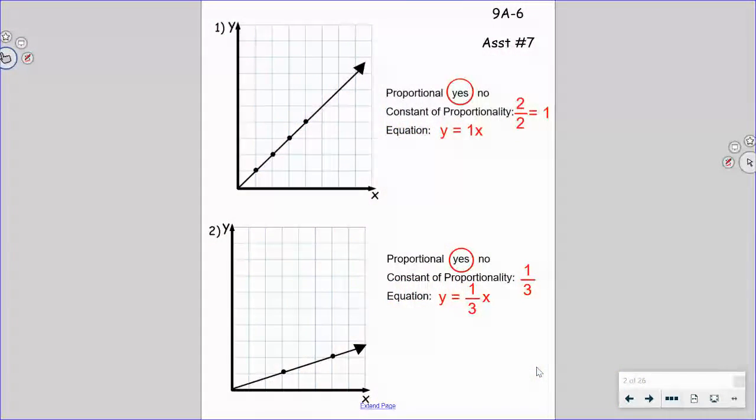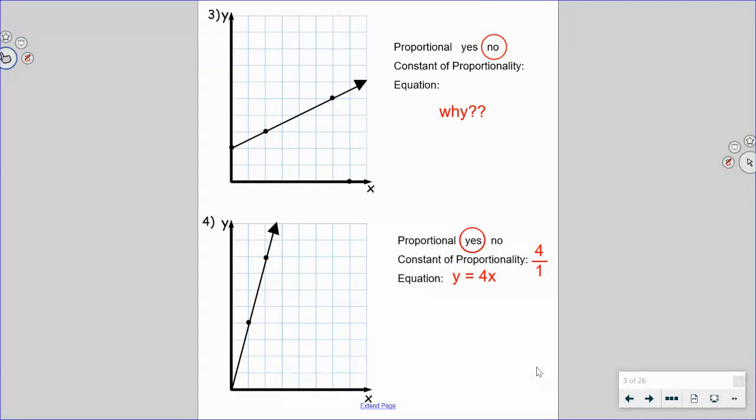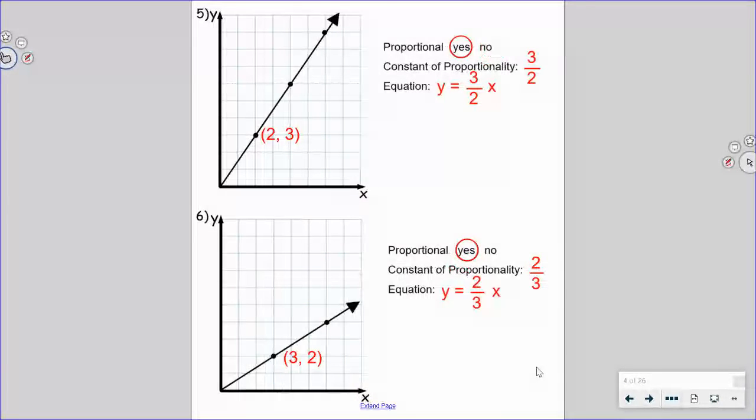graphs. Go ahead and pause, look at your answers. Come on back when you're ready. I got a few pages for you. Second page. And one more. Make sure to bring any questions you have to class.